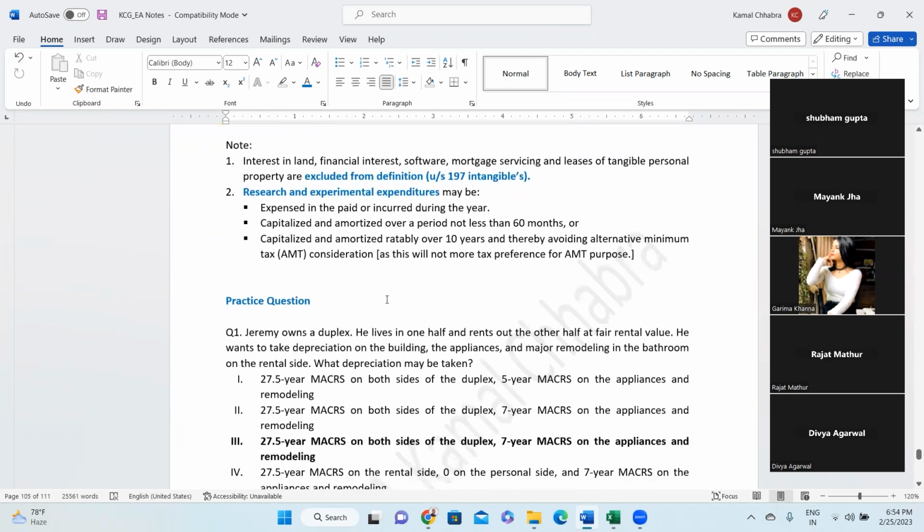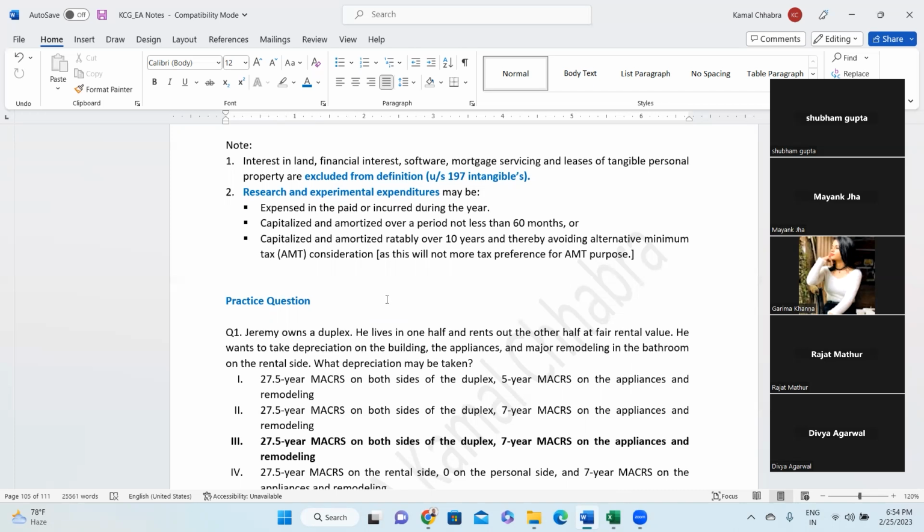Okay, so interest in land, financial interest, software, mortgage services, and lease of tangible personal property are excluded from the definition of section 197, which is intangible assets. Right? So land is a non-depreciable asset. Financial interest comes under a separate purview as interest expense. Software, mortgage services, and leases are all treated differently and will not come under section 197 as intangible assets.